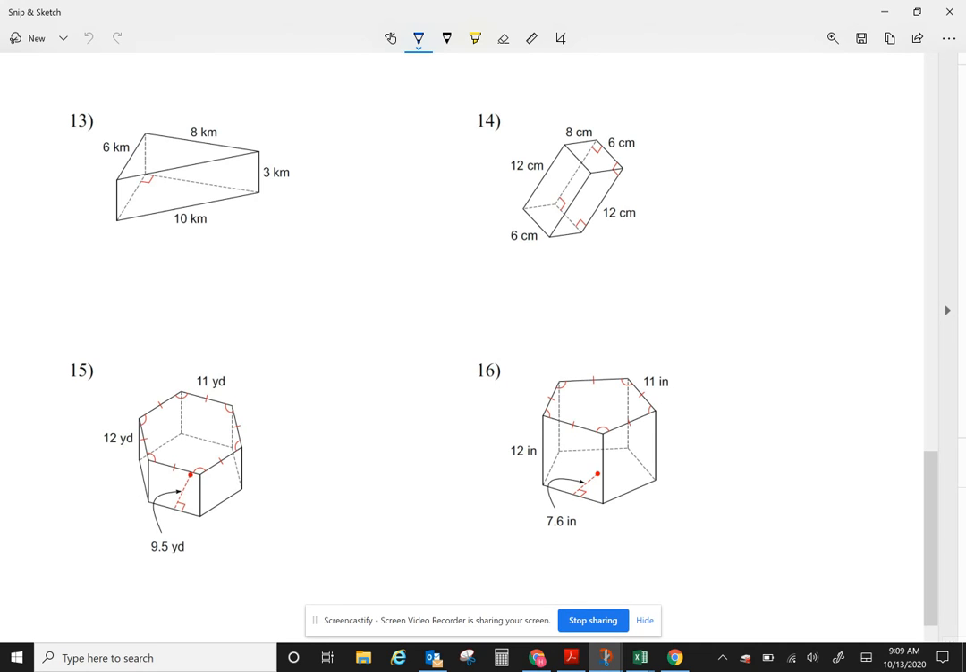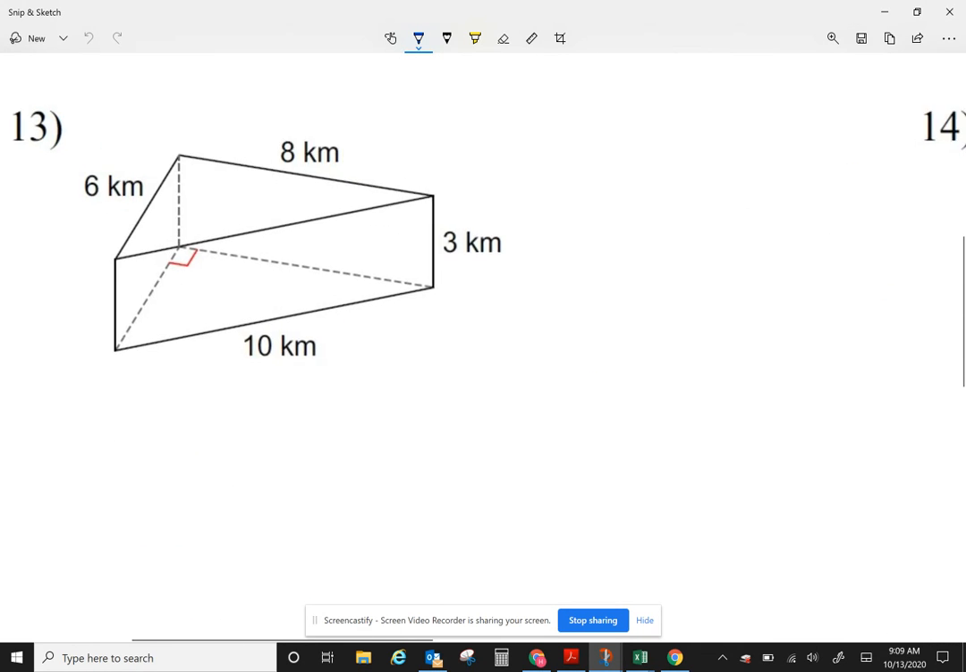Question number 13. The instructions for today are going to be find the surface area. If you do have decimal numbers in your answer, make sure you round it up to the nearest tenth. That means one decimal place if necessary. So once again, find the surface area. If your answer happens to be a decimal, make sure it is rounded to the nearest tenth if necessary. Okay, let's take a look. Question number 13.